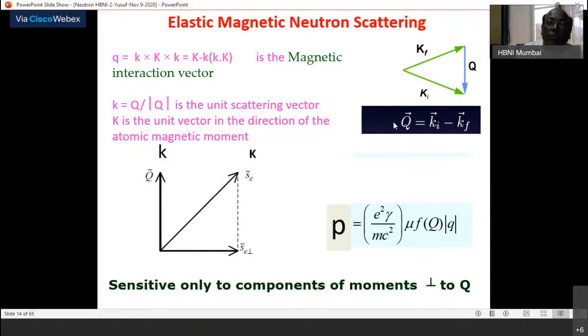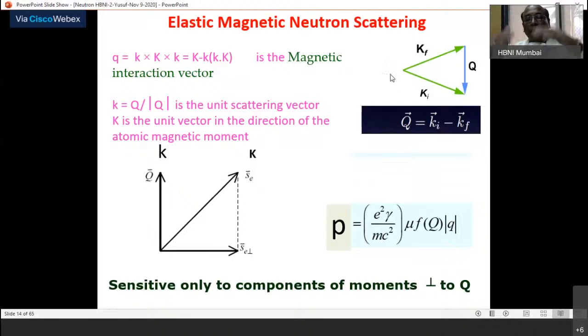And by definition, the momentum transfer Q is initial k minus final k: ki minus kf. This is small k, I'm sorry. So ki minus kf is nothing but the Q. This is called momentum transfer. I must tell you that the incident wave vector, the scattered wave vector, and the momentum transfer, all three vectors lie in one single plane, okay?